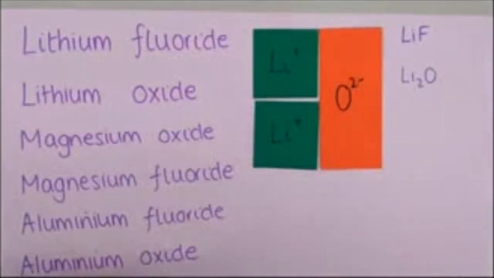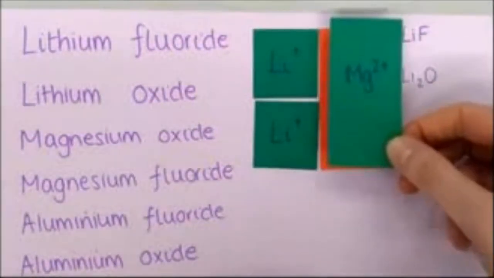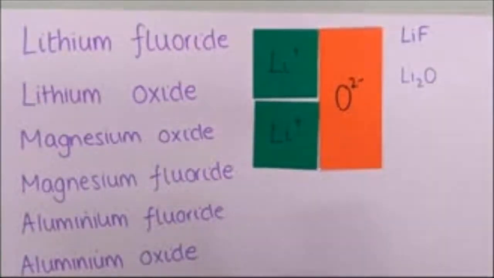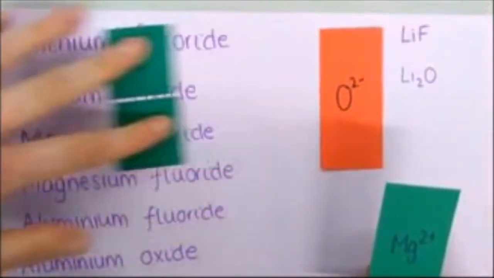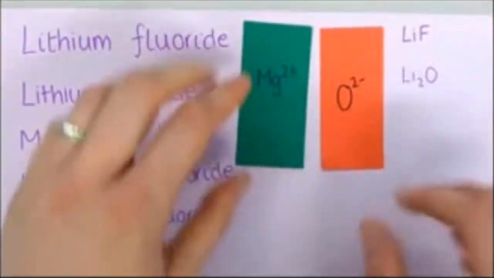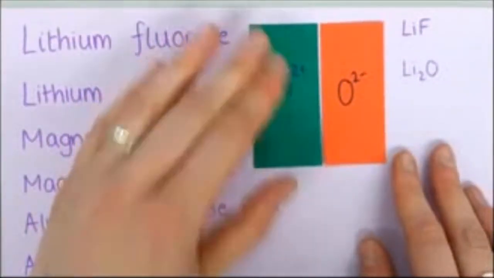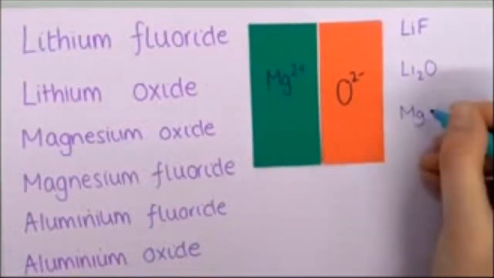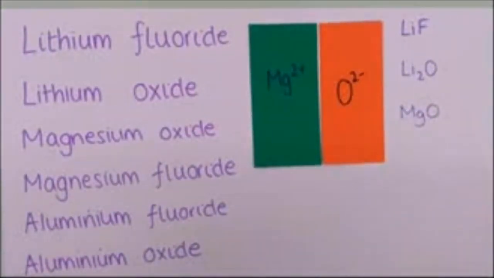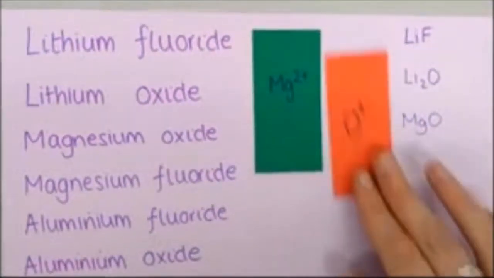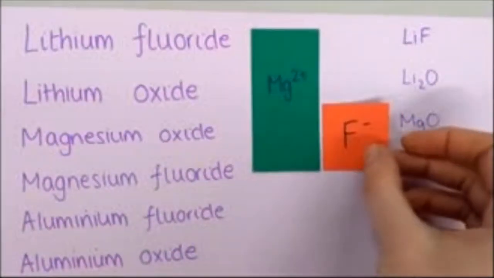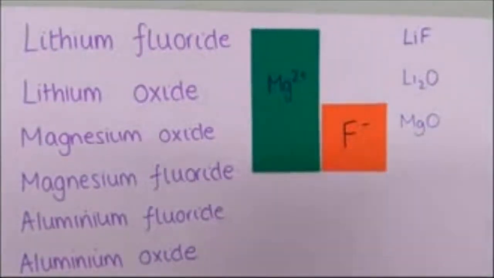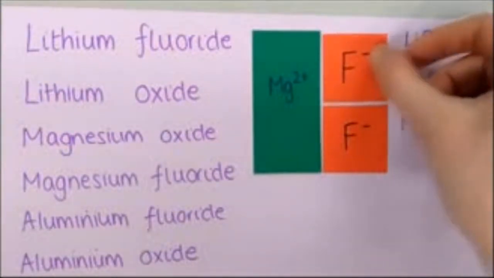So like we said, when magnesium bonds, because it has a 2 positive charge, we only need half as much of it compared to lithium to balance out charges. So if I take away my lithium ions, I can substitute in magnesium, and you can see that because magnesium is 2 plus and oxide is 2 minus, they just balance out straight away. So we can have MgO. But if I were to go back to my fluoride ions, because the fluoride ion only has a single negative charge, that is not enough to balance out the positive charge on the magnesium. So we're going to need 2 of them.